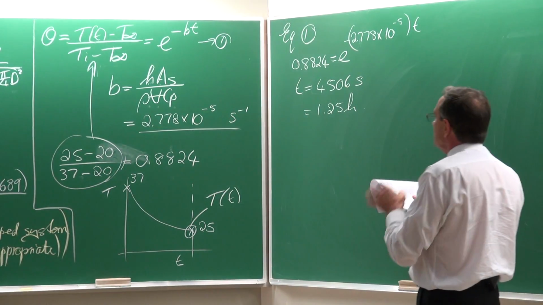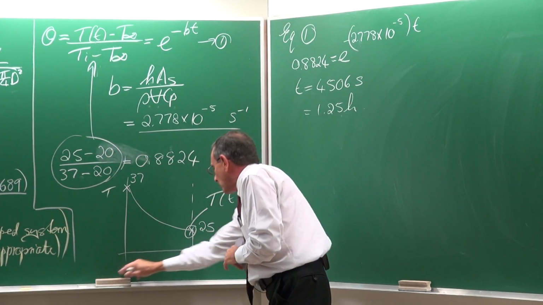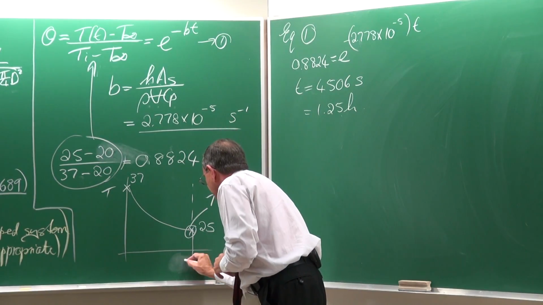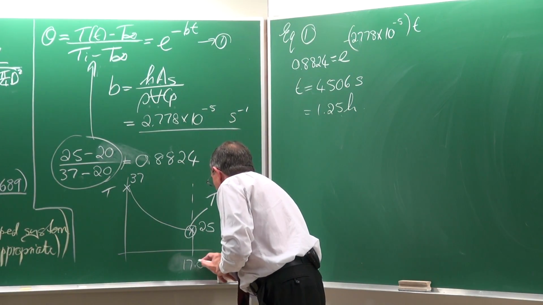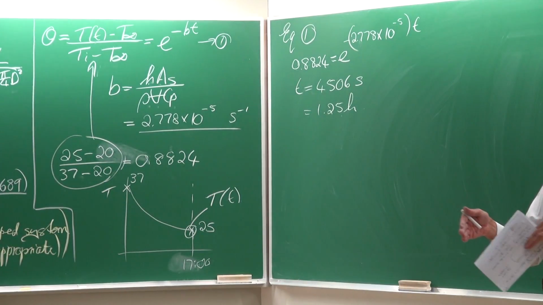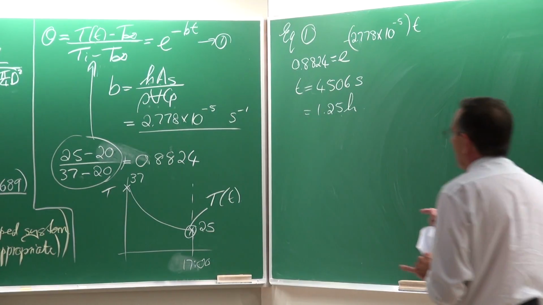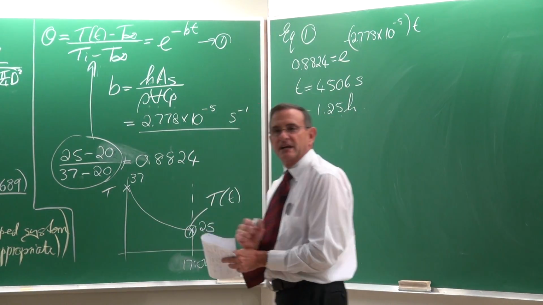The time is 1.25 hours ago, which means that if the body was discovered at 1700 hours, we can just subtract 1.25 hours from 1700 hours to determine how long ago the body was at 37 degrees Celsius.